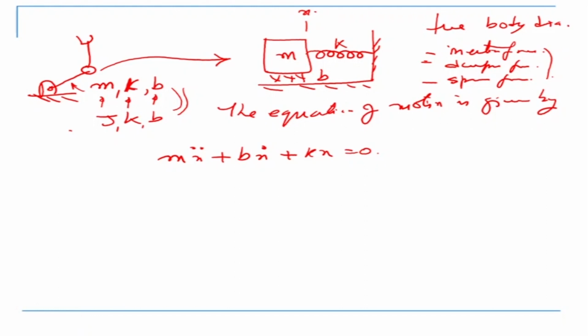Now this is a second order linear constant coefficient differential equation, and we can solve this as a function of time, as x of t. This specifies the motion of the block, and the solution will depend on the initial conditions.